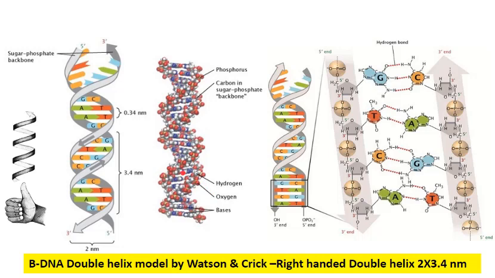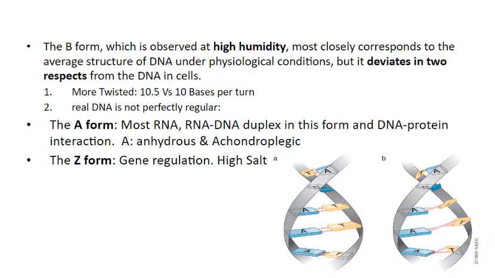So let's see the other DNA structures. You can see here the B form of DNA, which is observed in high humidity. High humidity means the cell has very high water content. So this B DNA is present in the cellular environment. B DNA is approximate. It is the average structure of the DNA. B DNA is the closest form of DNA to our native DNA or physiological DNA.